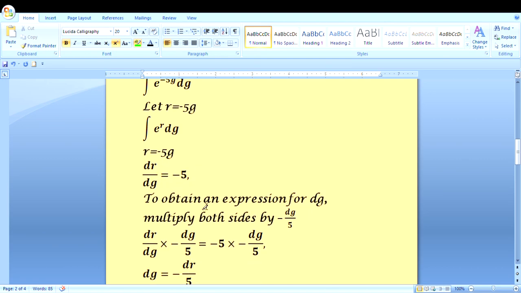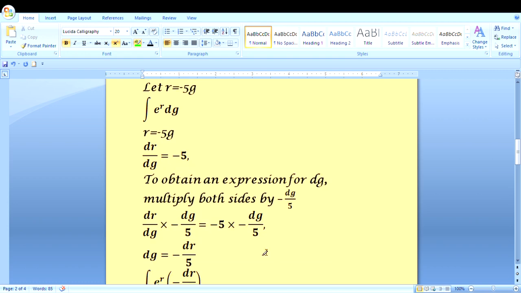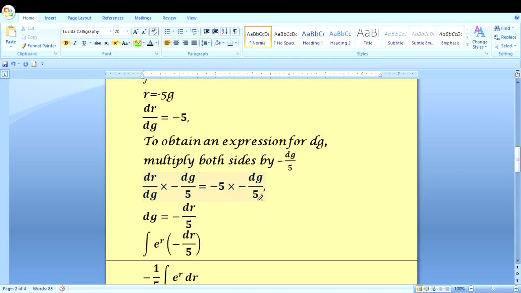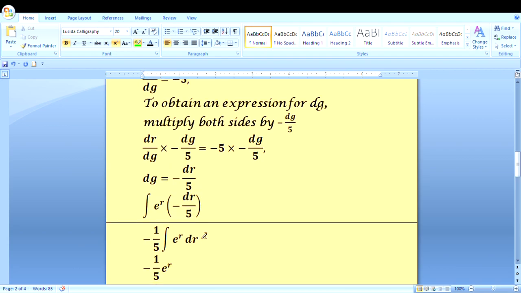Then to obtain an expression for dg, we can multiply both sides by minus dg over 5. The dr over dg times minus dg over 5 is equal to minus 5 times minus dg over 5. And on this side, minus 5 cancels minus 5, this becomes dg. Then on this side, the dg cancels the dg, and here becomes minus dr over 5. So in place of the dg, we substitute minus dr over 5, so that the expression here can be all variables that involve r.